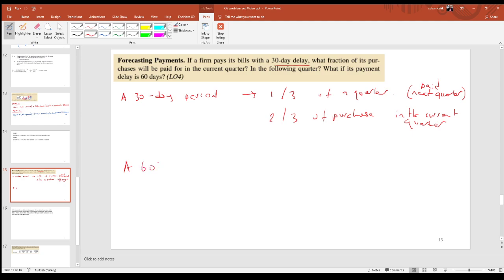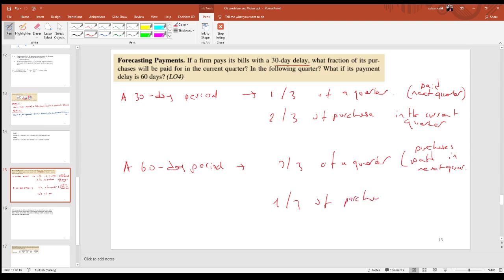Similarly, if this is a 60-day period, which is the second part of the question, then 60 days is 2/3 of a quarter, and that means 2/3 of purchases will be paid next quarter, and 1/3 of purchases will be paid in the current quarter. All right. Next one.